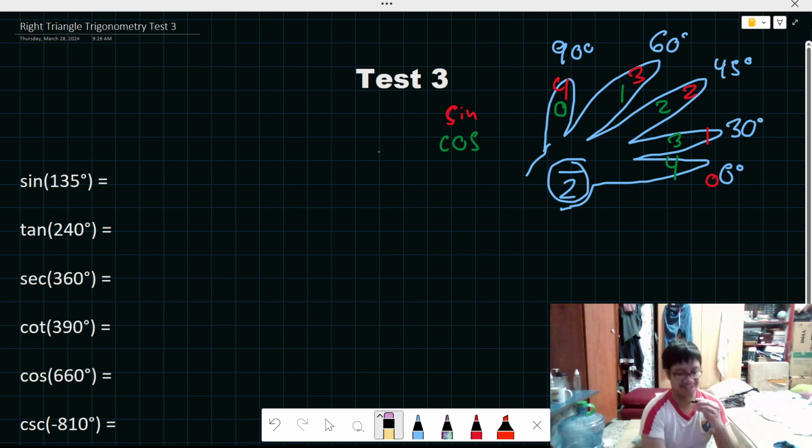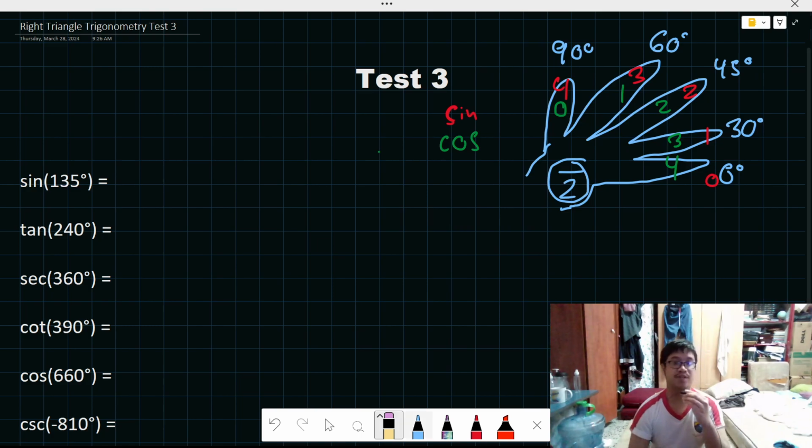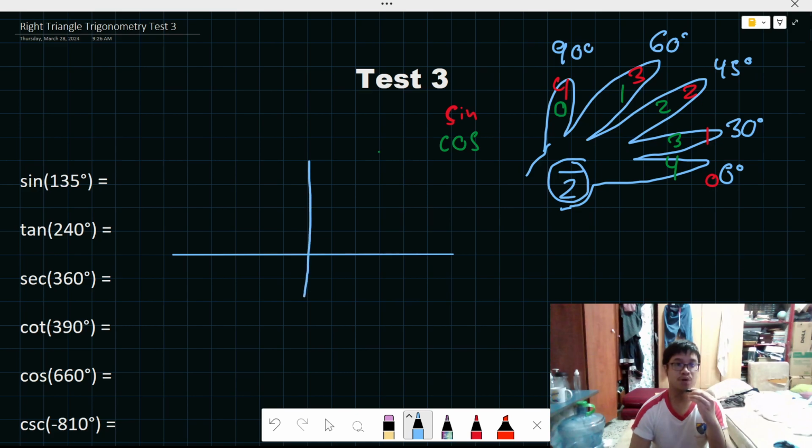We can't actually waste time because we have to solve this. So we have sine of 135 degrees. First and foremost, if I'm going to solve this, I'm going to find its reference angle. So first and foremost, I must know where 135 degrees is.